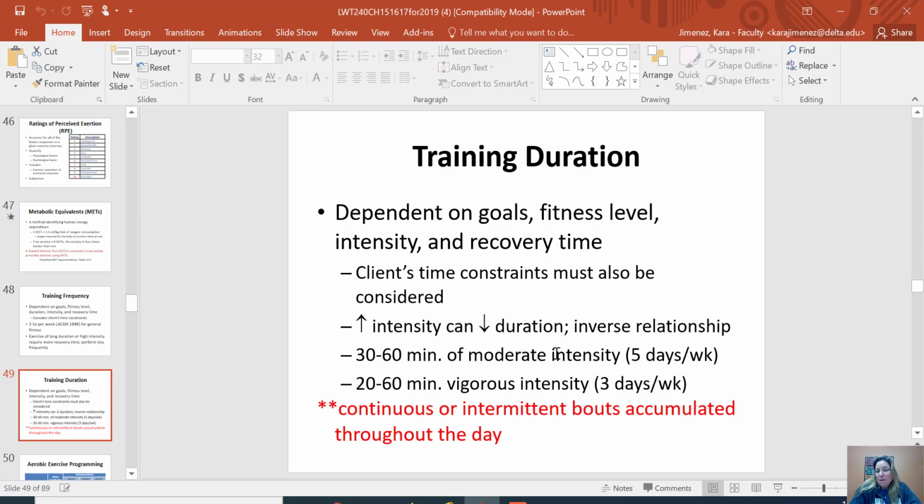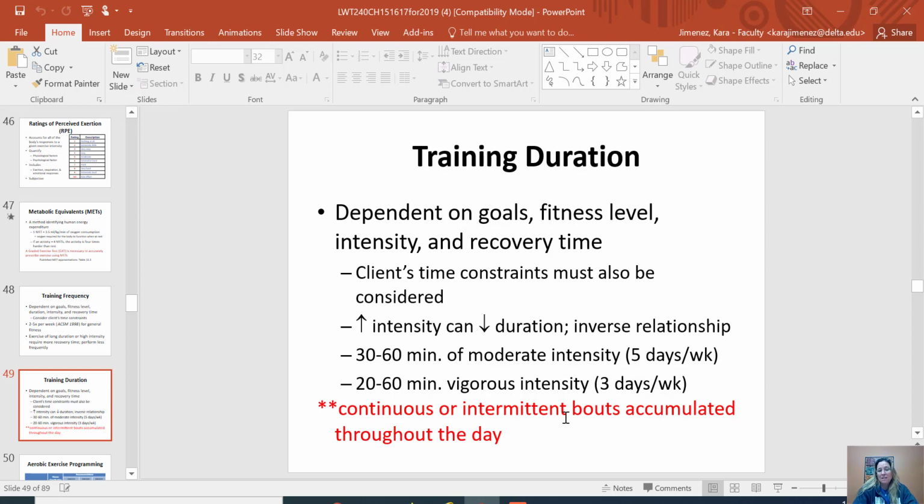Okay? So recommendations, the ACSM does say around 30 to 60 minutes of moderate intensity activity at least 5 days a week is the general recommendation. Or if they're doing vigorous intensity exercise, it's 3 days a week for 20 to 60 minutes.